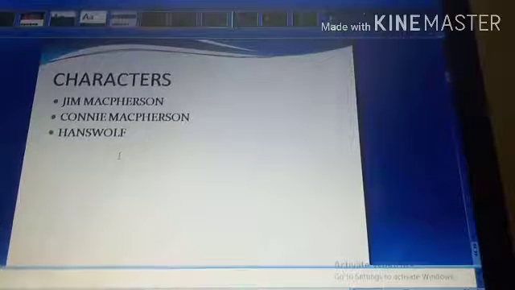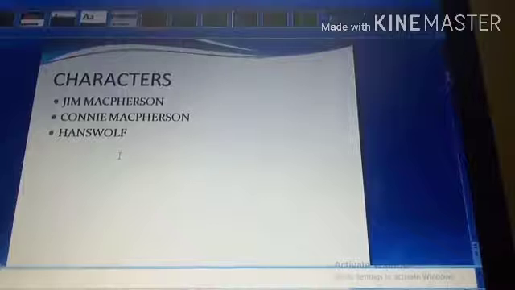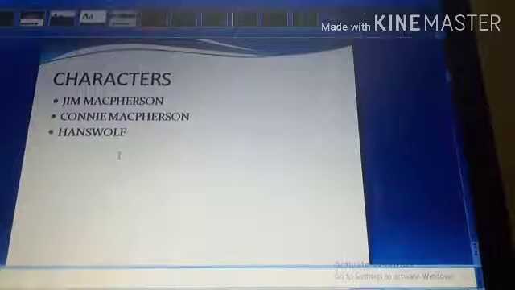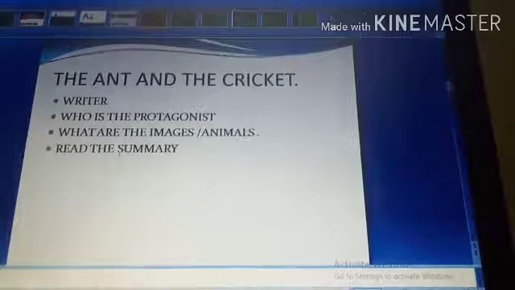So the first and foremost thing is you need to learn the writer's name. Then you just write down some characters who are important, who are there in the story, and then try to read what happened, the central theme, and then try to read the book. You will be totally clear in that particular concept.